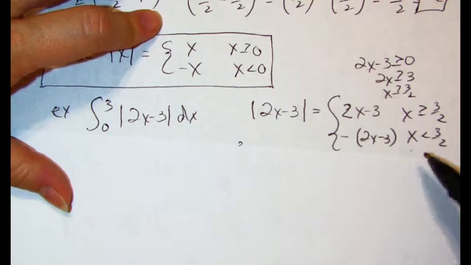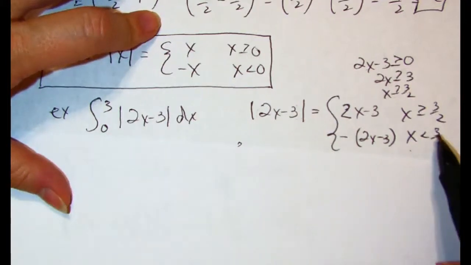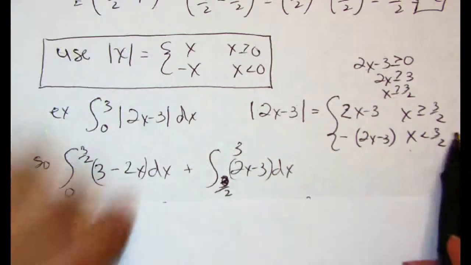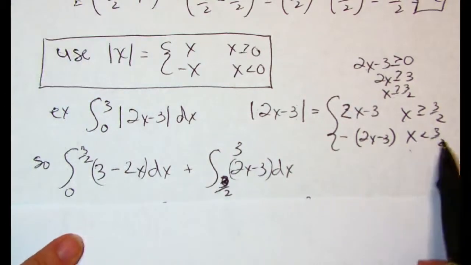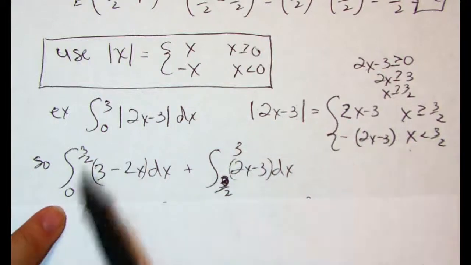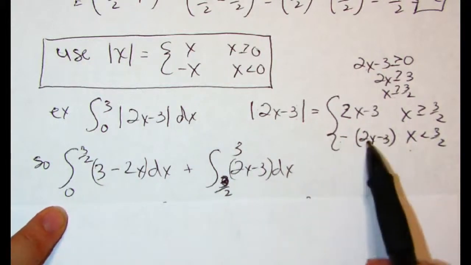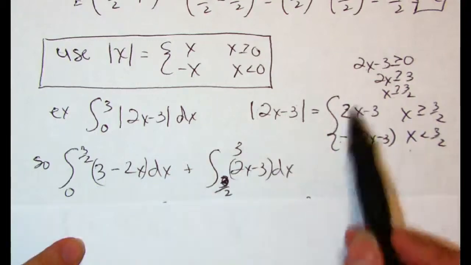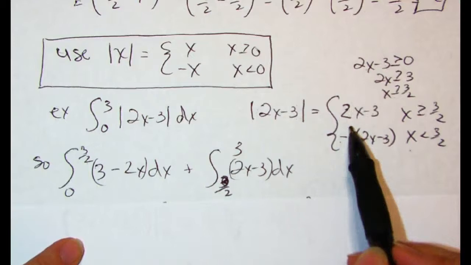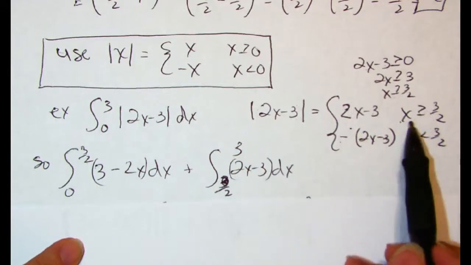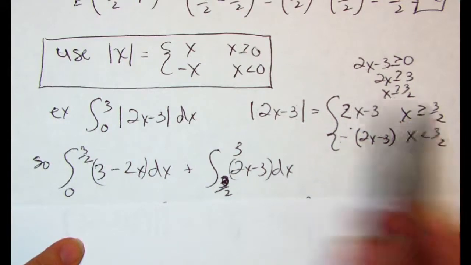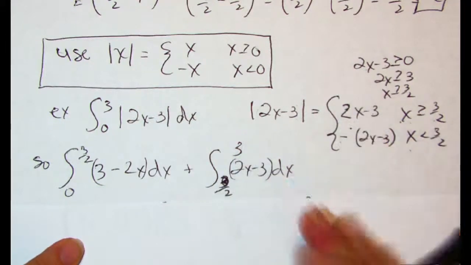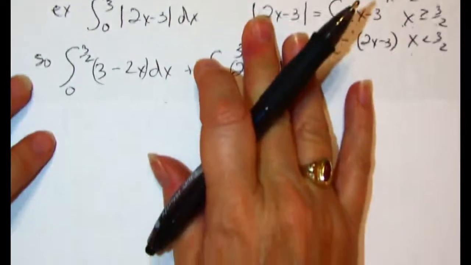So I'm going to break up my antiderivative from 0 to 3 into 0 to 3/2 and 3/2 to 3. So here, when x is less than 3/2, so that's going to be from 0 to 3/2, I'm going to take that and distribute the negative. So it happens to be 3 minus 2x dx, plus the area of this piece here, because it's a piecewise function. And so this is when x is greater than or equal to 3/2. So it's going to be from 3/2 up until 3, I'm going to use this function 2x minus 3. So now I'm going to proceed as normal.